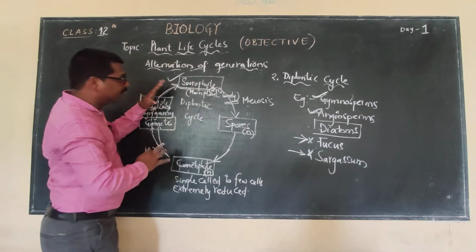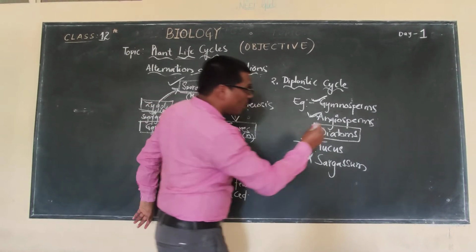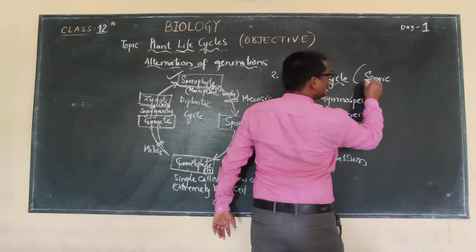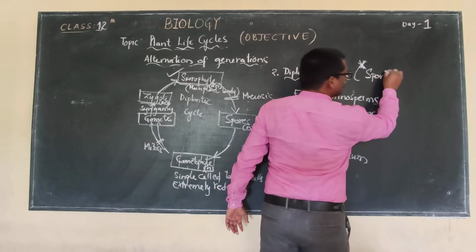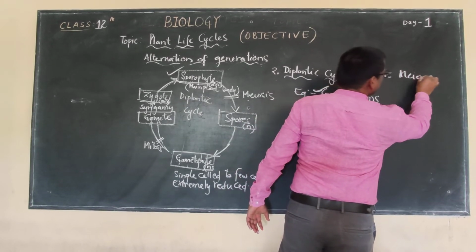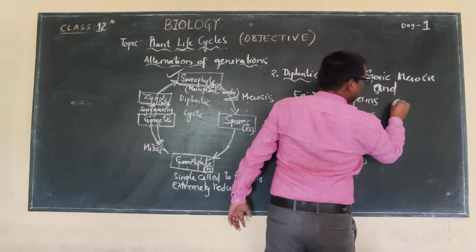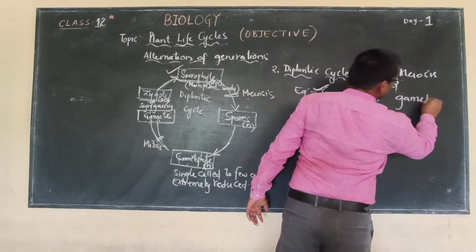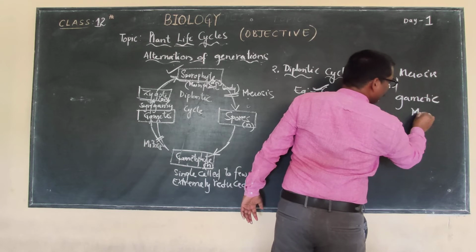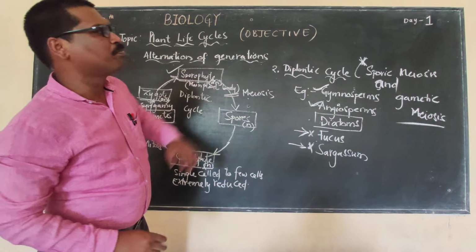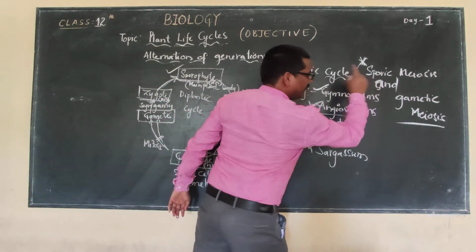And please remember, these plants will be showing both sporic meiosis and gametic meiosis. This is very important. Please take note of this. These two are very important. They will be undergoing sporic meiosis and also gametic meiosis. That is a very important point we have to make note of.